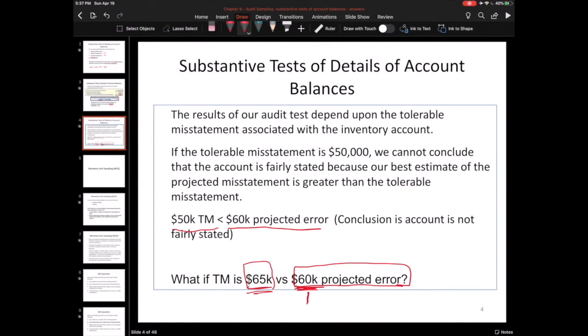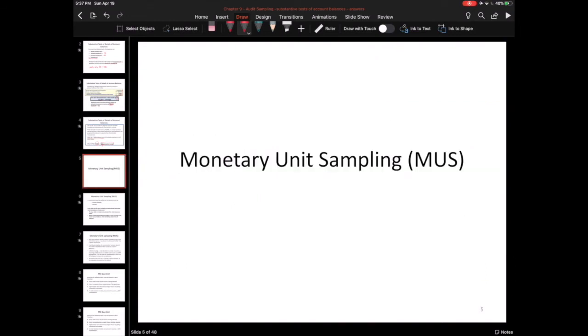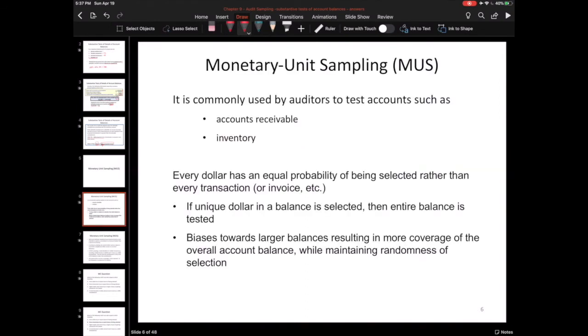And that is what we're going to be spending a lot of time on today with monetary unit sampling. That is what monetary unit sampling allows you to do. It's using attribute sampling theory to essentially calculate a computed upper deviation rate in dollars. Popular applications for MUS are AR and inventory. According to your book, inventory is also a popular one.